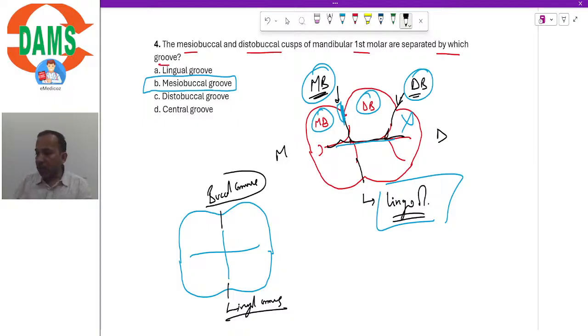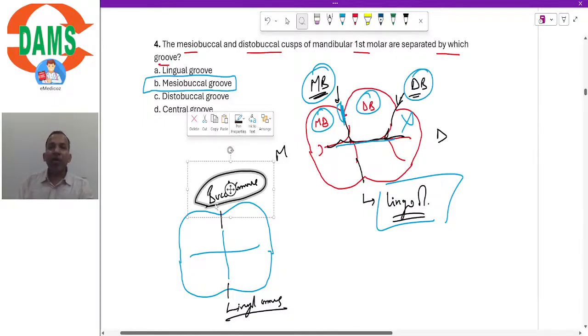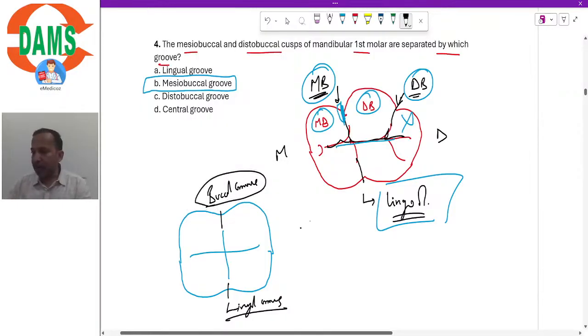This is just called a buccal groove. We neither call it distobuccal nor mesiobuccal. Clear? It is just the buccal groove.